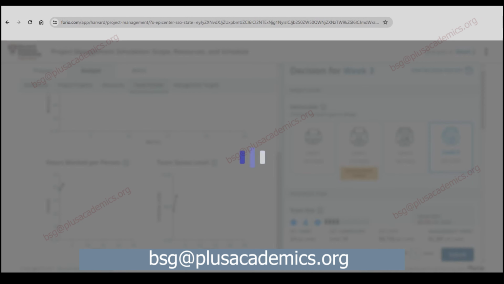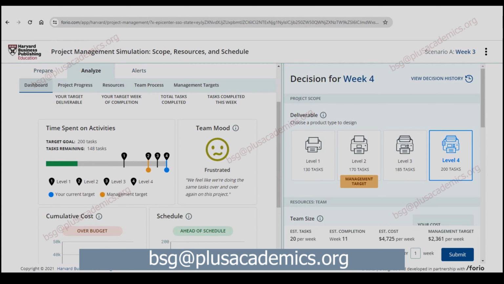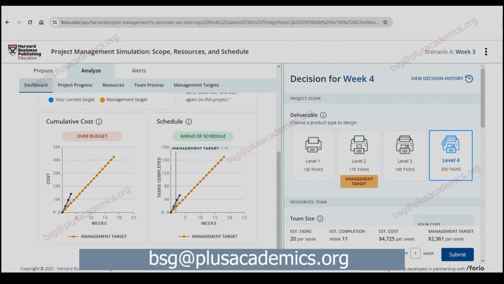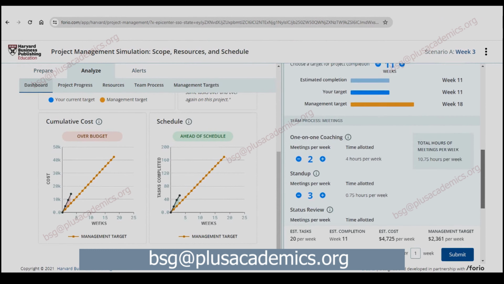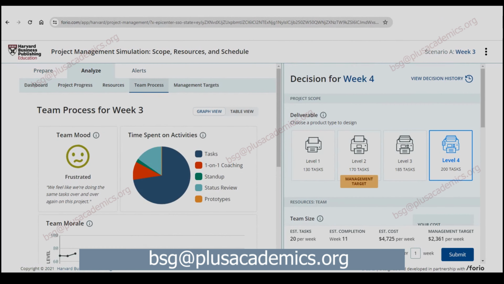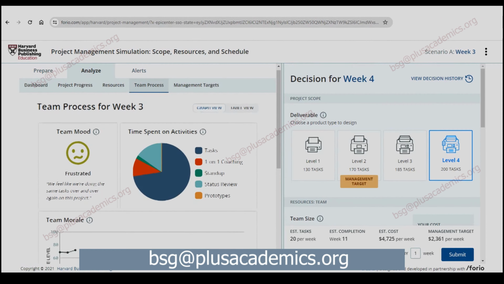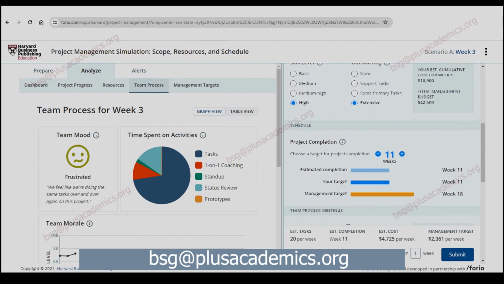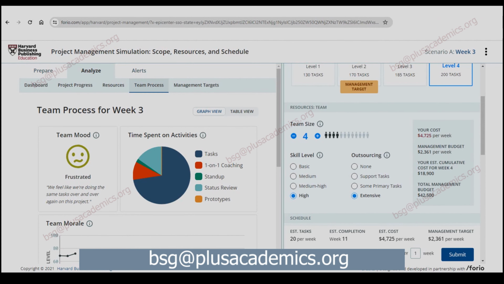And we can see they are saying, I feel like we are doing the same task over and over again in this project. So let us try. Let's go to team processes. Team stress level is very low, and team morale is high. So we need to manage this so that they do not feel like they are doing the same thing again and again. It can be an indication that we have more people than we need. So let us reduce.